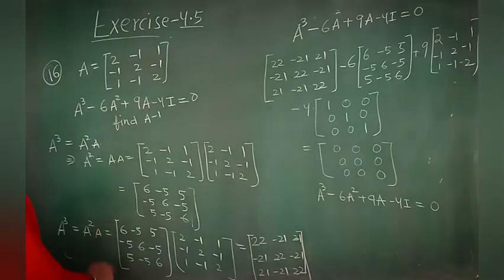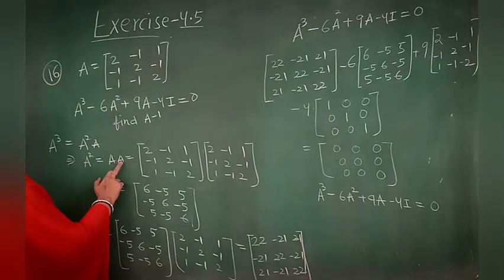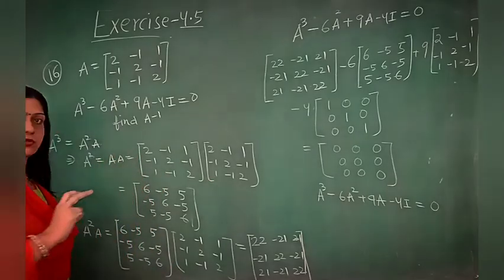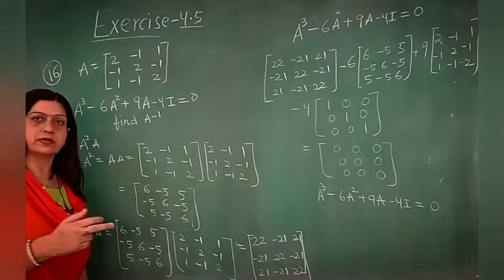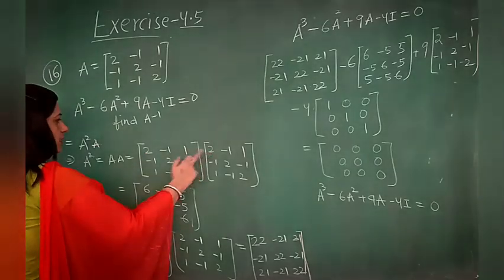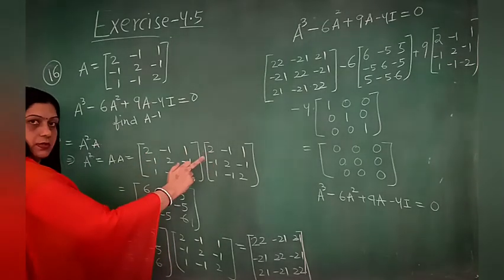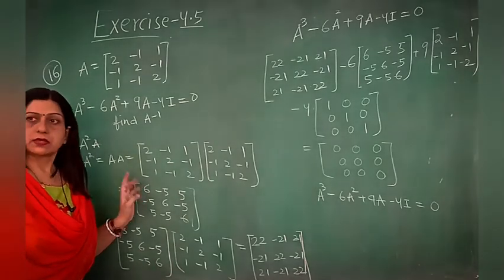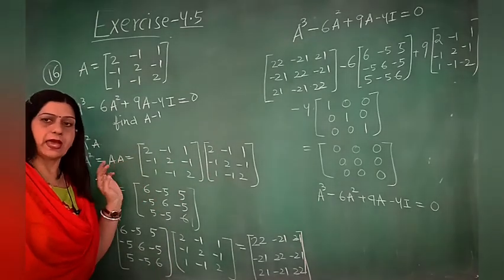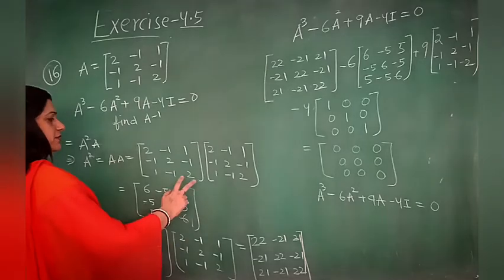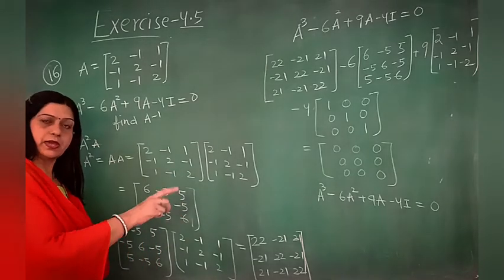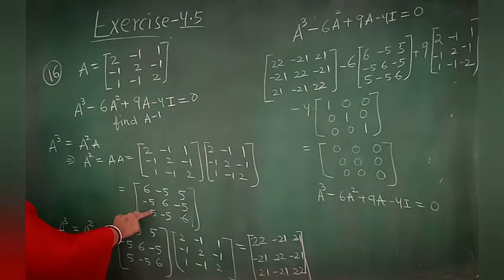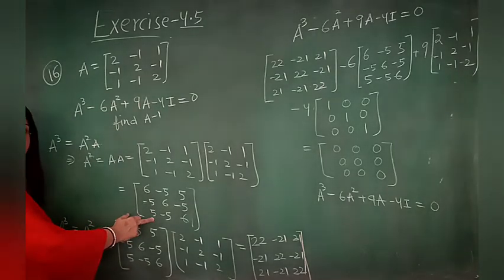So for A square, let us multiply A into A. A into A is what? That you all know by using this matrix multiplication, that is 2 into 2 minus 1 into minus 1 plus 1 into 1, that is equal to 6. So in the same way you can complete this matrix multiplication of A into A, that is A square, and write the value of A square. Therefore A square is equal to this much.